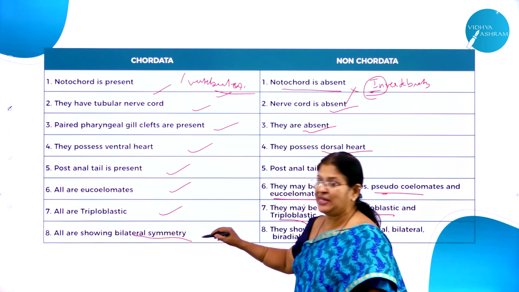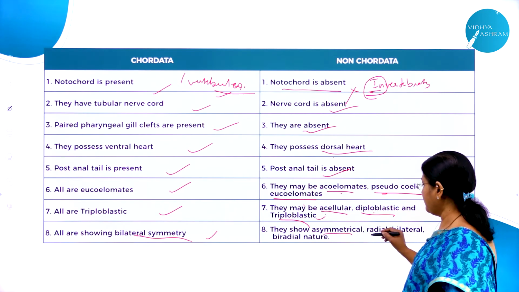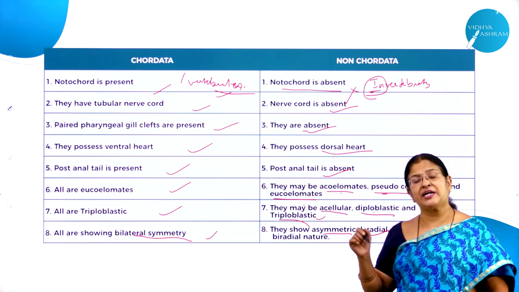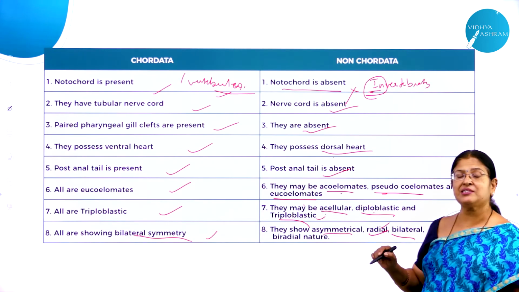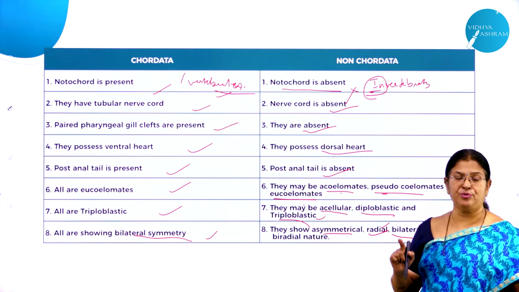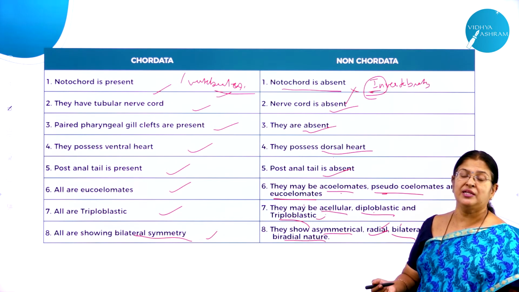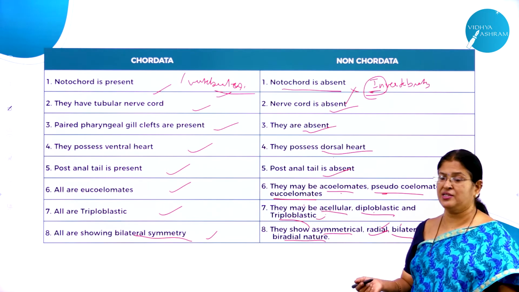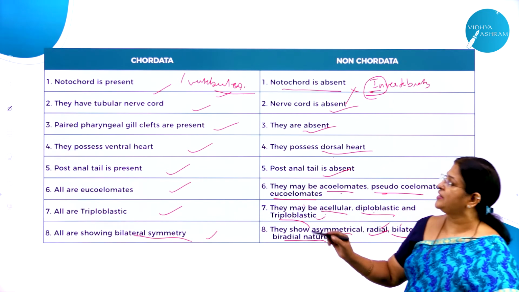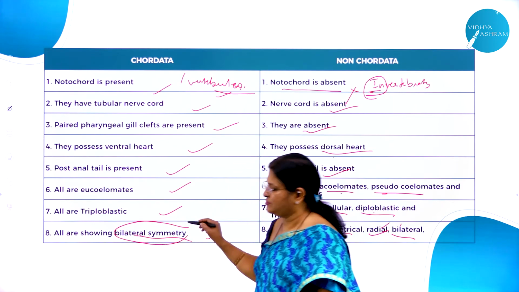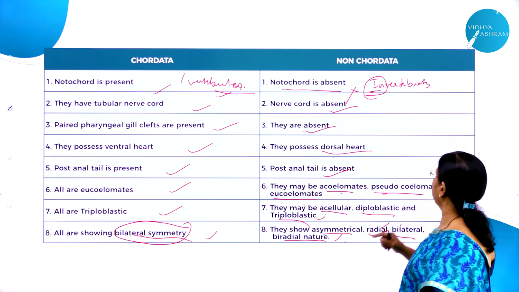And they are showing bilateral symmetry. Here, for example, porifera is asymmetrical. Some are radial. What do you mean by radial symmetry? You can cut the body of the animal into 2 equal halves in more than one plane. Bilateral symmetry, you can cut the body of an animal into 2 equal halves in one plane. Then biradial nature, for example, you have come across in echinoderms. The larval forms exhibit bilateral symmetry and the adults exhibit radial symmetry. So all the types you come across in case of invertebrates, but in case of chordata they are bilaterally symmetrical. All these are the very important differences between the chordates and non-chordates.